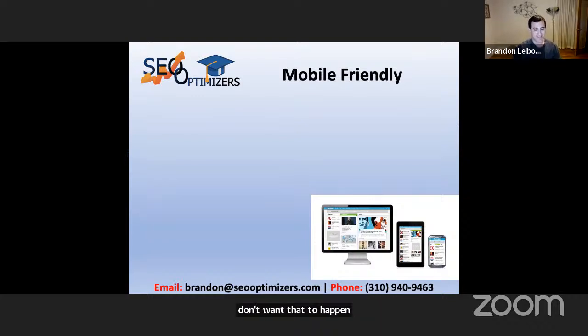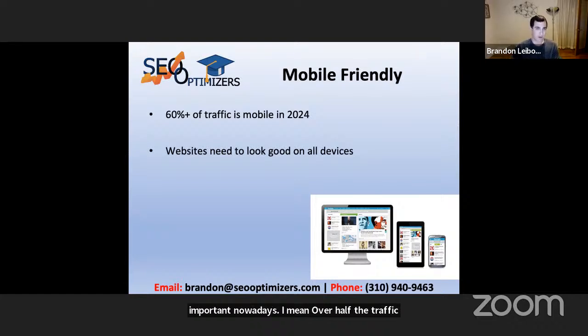Mobile friendliness is something that's really important nowadays. I mean, over half the traffic is going to come from mobile, but what you need to do is make sure your website looks good on all devices, not just on mobile or tablet or desktop, but how does it look on the iPhone 7, iPhone 10, 11, 12, the Galaxy, the Pixel? It's going to look different on every single screen. How does it look when you use Chrome, Firefox, Internet Explorer, Safari, Opera? It's always going to look different. So you need to test and make sure it looks good on all devices because, well, especially mobile.